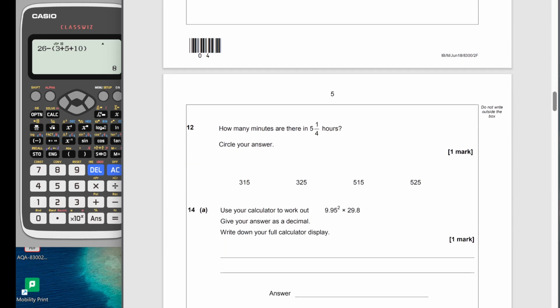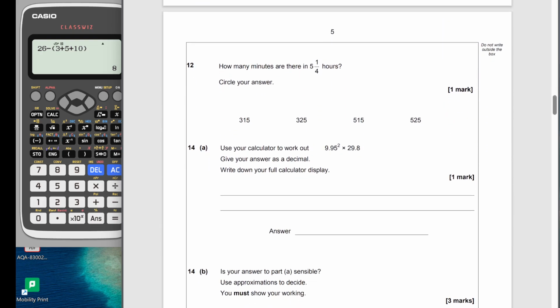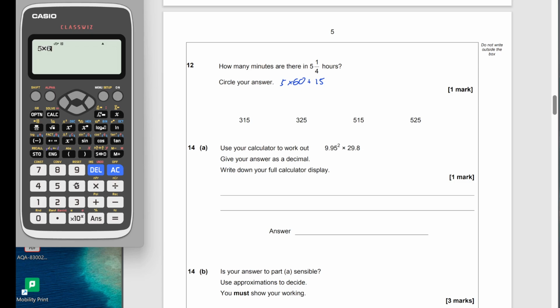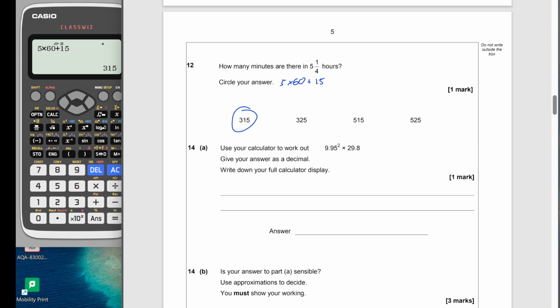Right. Question 12. How many minutes are there in 5 and a quarter hours? Circle your answer. So a quarter of an hour is 15 minutes, and 5 hours is going to be 5 times by 60 plus 15. I could use the time function on my calculator, but it's not really needed for that. So 315, which is our option there.